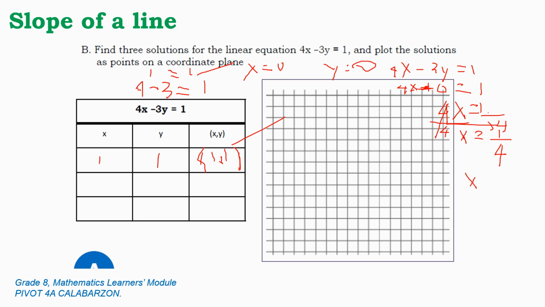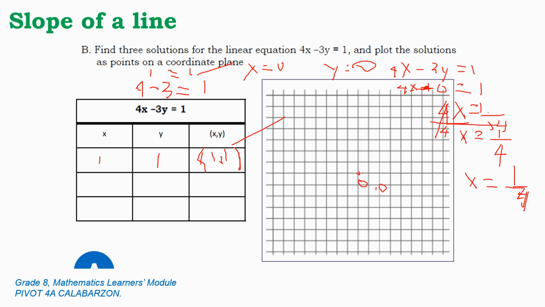How do we locate x equals 1/4? Set the origin, the point of origin, 0, 0, and count. 1/4 is positive, so we go to the right. So 1/4, then 1/2 and so on.